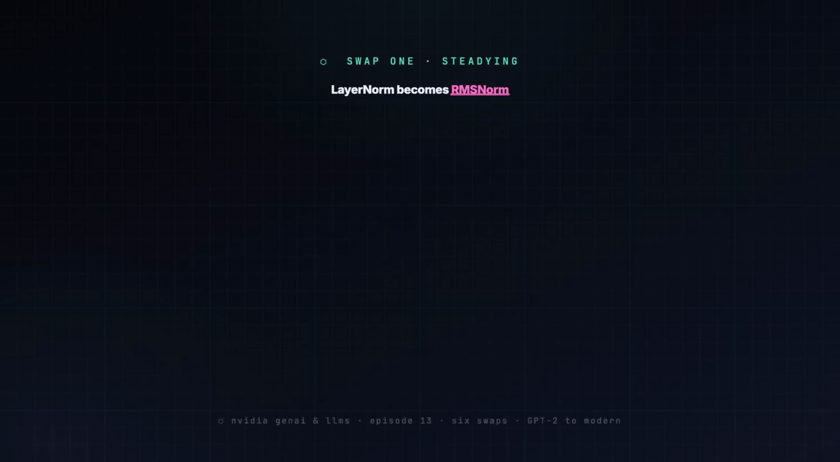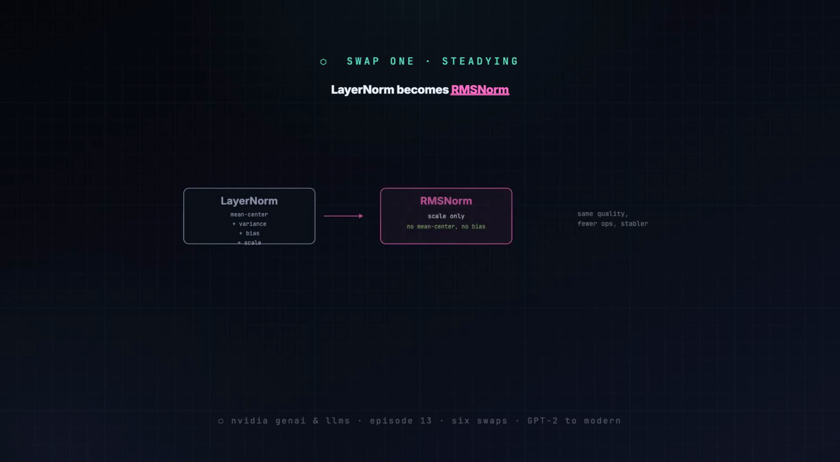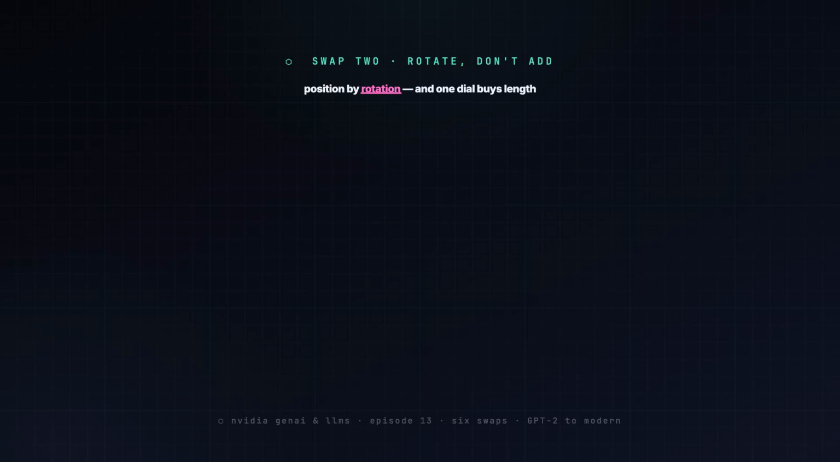Swap 1. How the model normalizes itself. GPT-2 used layer norm. Modern models use RMS norm. It throws away the mean centering and the bias, keeps only a scale. Same quality, fewer operations, and it trains more stably in very deep stacks. Boring reason, big payoff. Swap 2 is the clever one.